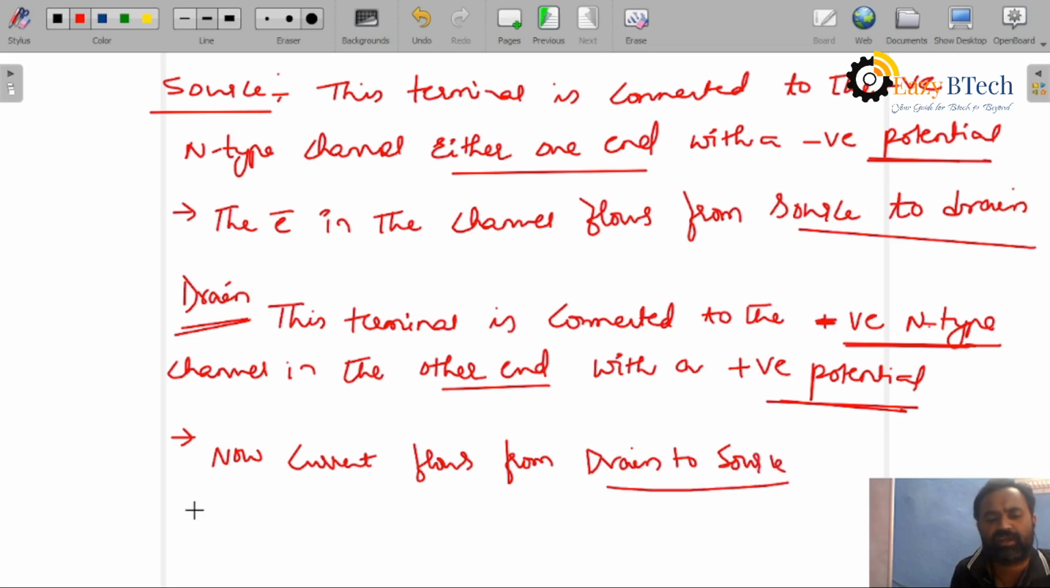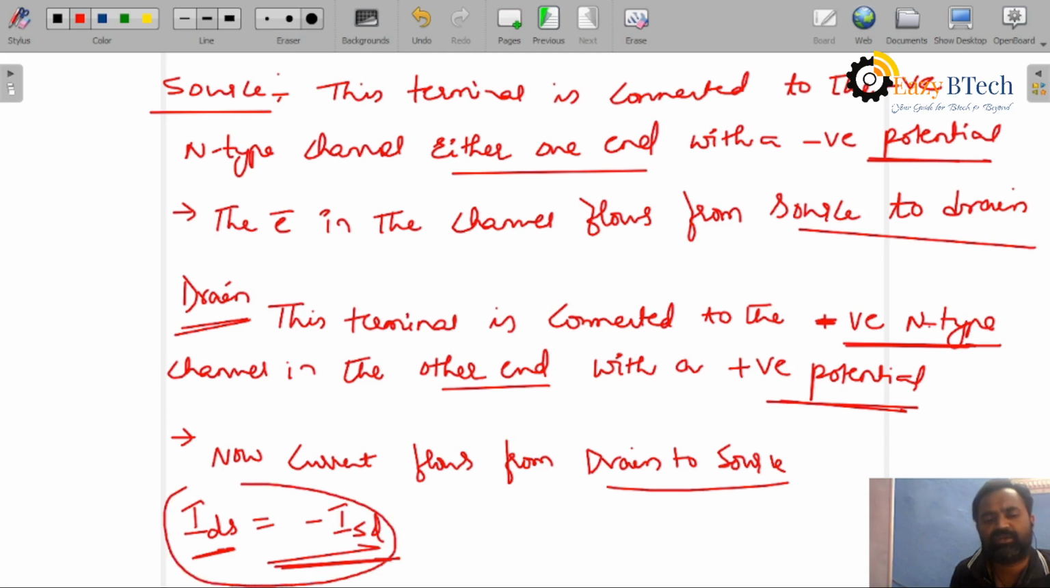That is why we call the current IDS, or simply minus ISD. IDS is the current through the drain to source in an FET. Is it clear? Electrons are moving in this direction, and current will be moving in the opposite direction. This is about the source material and this is about the drain material.